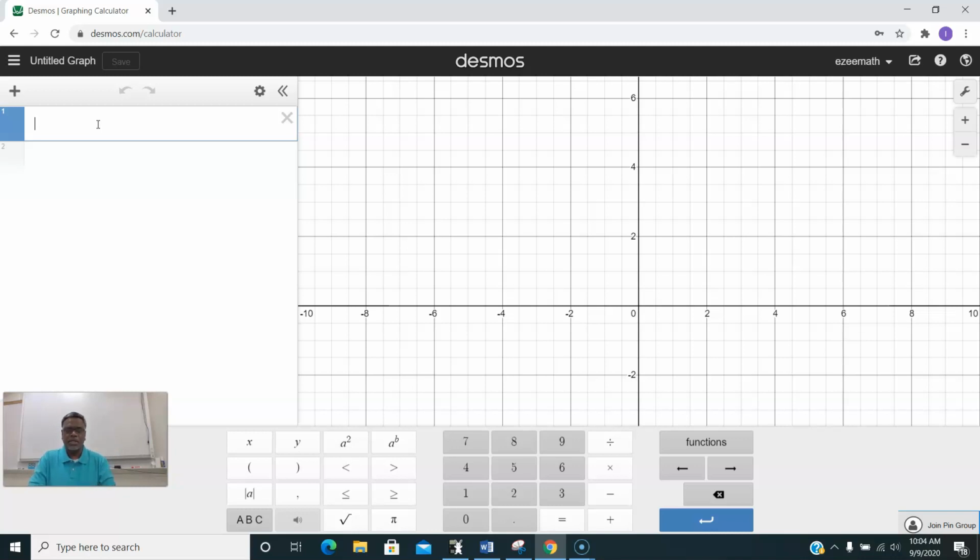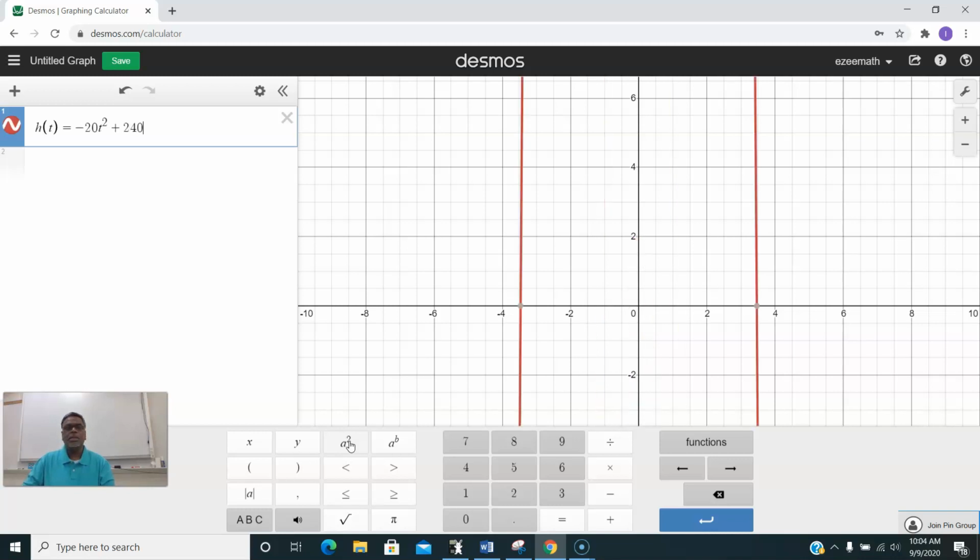So I have a function here, I'm typing it in. H of t is equal to negative 20 t square plus 240 t. That's all.